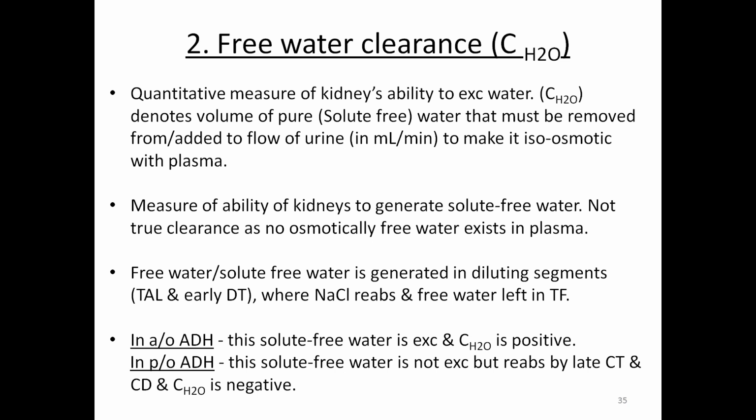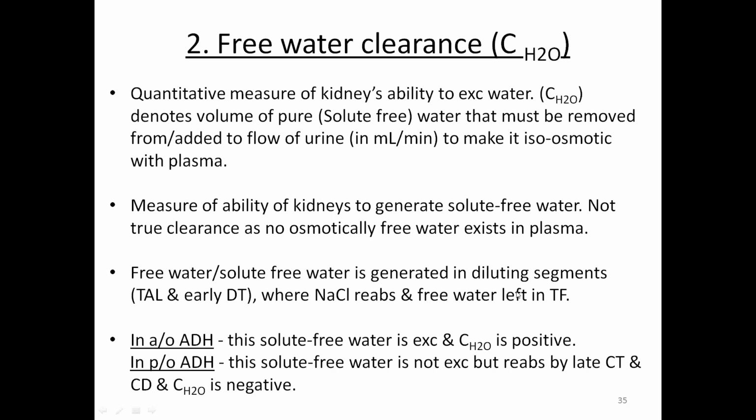The true clearance is not a true clearance, because no osmotically free water exists in plasma. Now, free water, or solute-free water, is generated in diluting segments like the thick ascending limb and early DCT, where sodium chloride reabsorption occurs and free water is left in the tubular fluid.